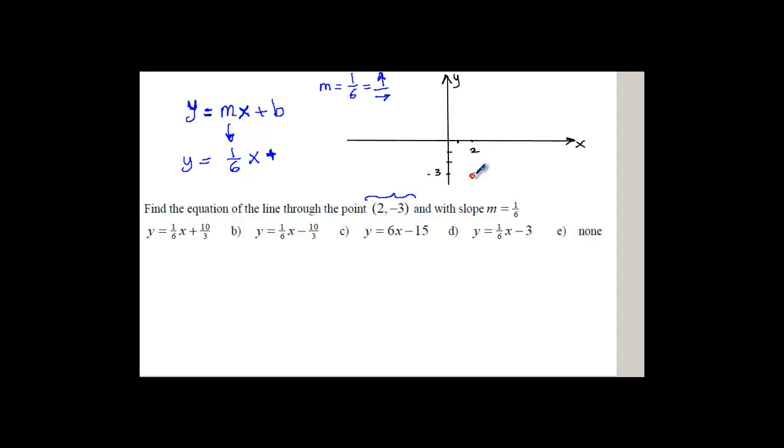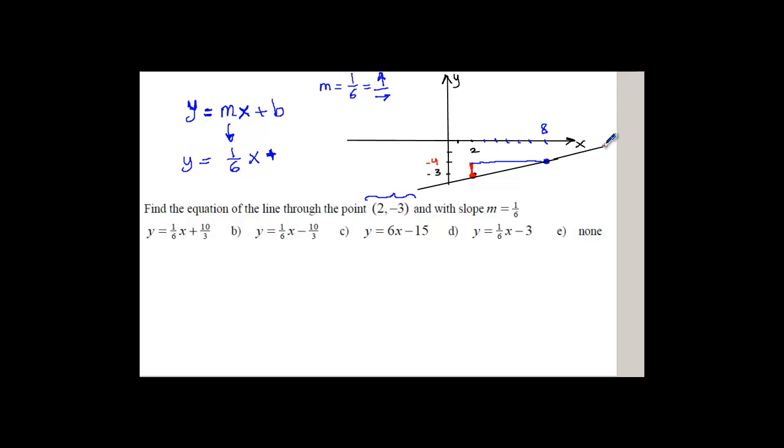From here, if I move 1 unit up, I land on the point here, which would be -2. If I move 6 units to the right from here, it would be 8. So this would be another point on the line. That's because the slope is 1/6. So my line looks kind of like this, right? That would be the line, right?